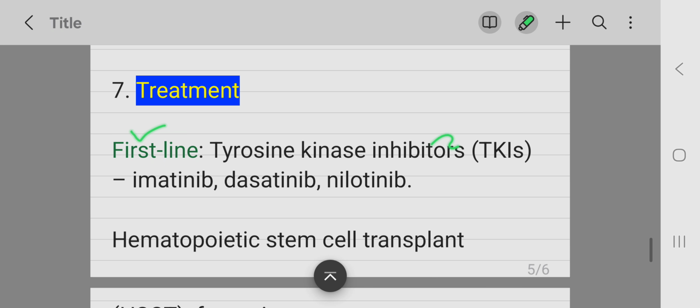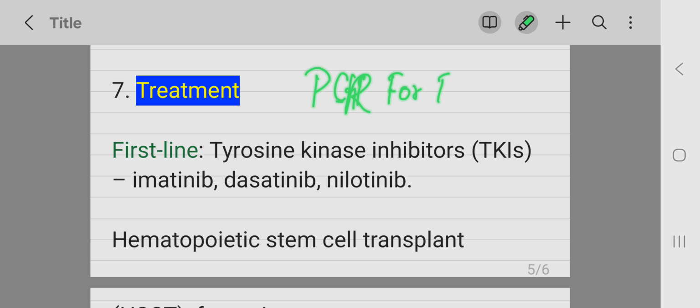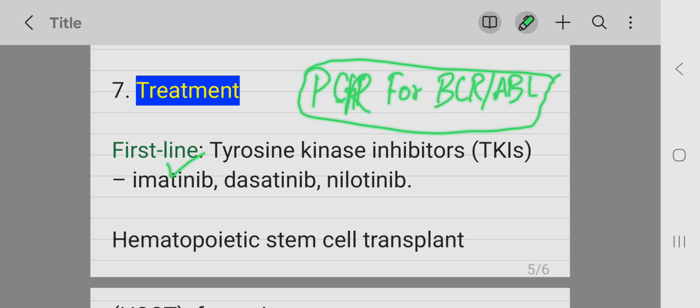Treatment: first line is tyrosine kinase inhibitors. Imatinib is mostly given at 400 mg per day, and imatinib is responsible for controlling the disease in almost more than 90% of the cases. For checking the response to imatinib, we should do PCR for BCR-ABL transcripts, and their quantity should be reduced with the use of imatinib.